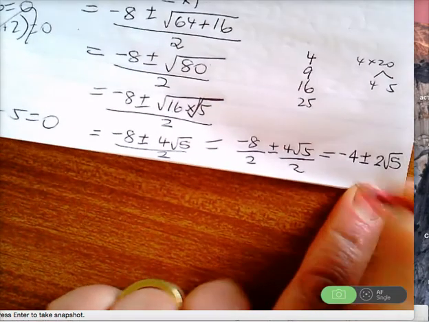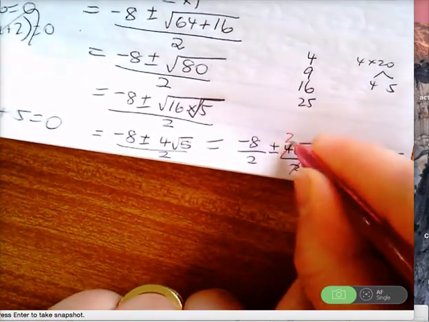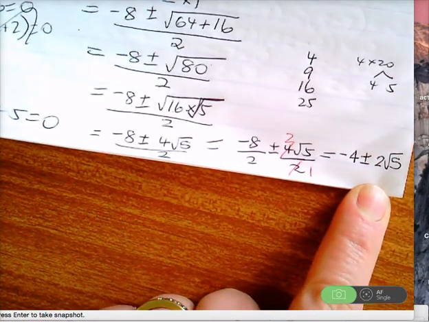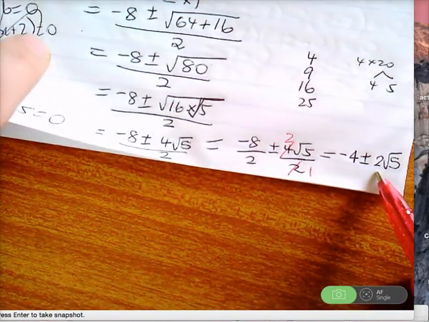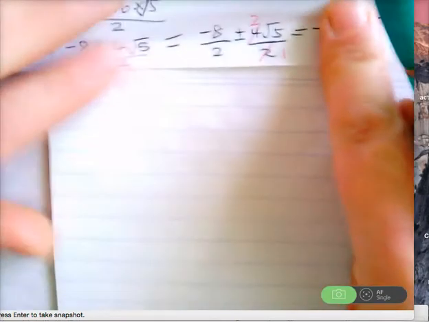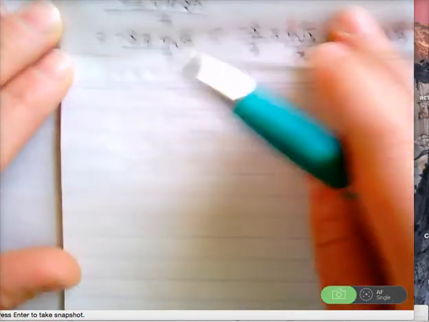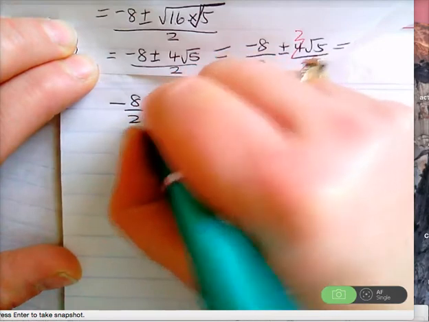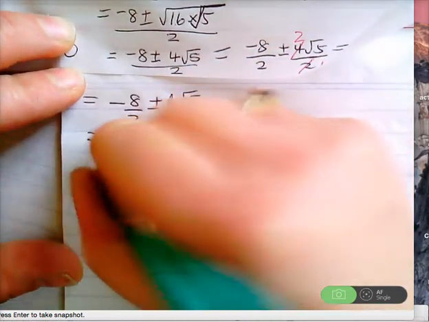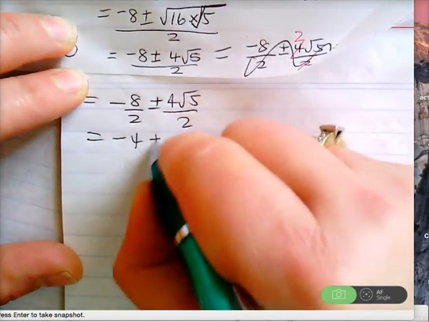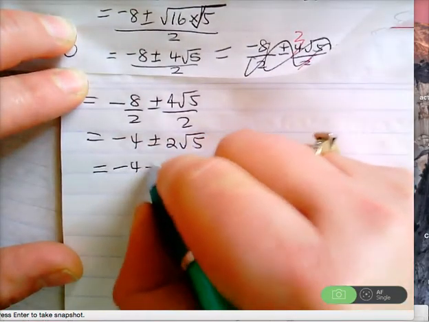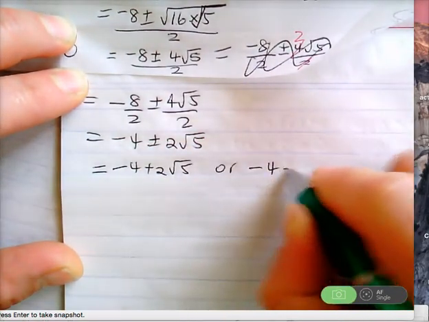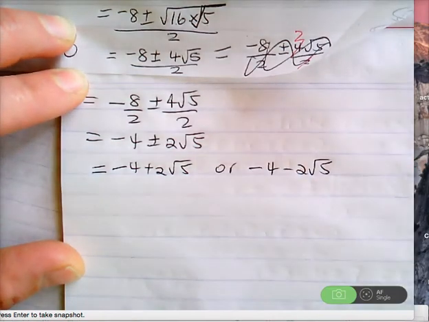Because, girls, the 2 and the 4 are both whole numbers. You can cancel with them. 4 over 2 is 2. So I've got negative 4 plus or minus 2 root 5. I'm not finished. Sorry girls, wait, let me just write here. So I've got negative 8 over 2 plus or minus 4 root 5 over 2. I'm just rewriting it here because you can't see it. Which is negative 4 plus or minus 2 root 5. So my 2 answers are negative 4 plus 2 root 5 or negative 4 minus 2 root 5. I need you to understand how to do this for next year.